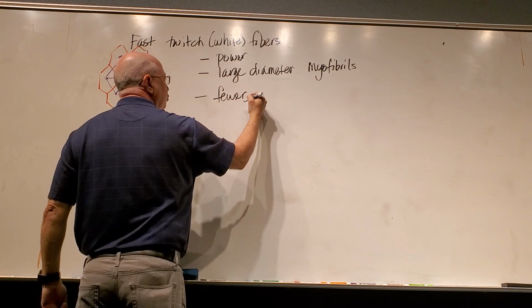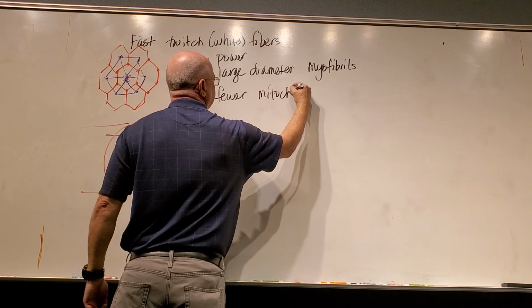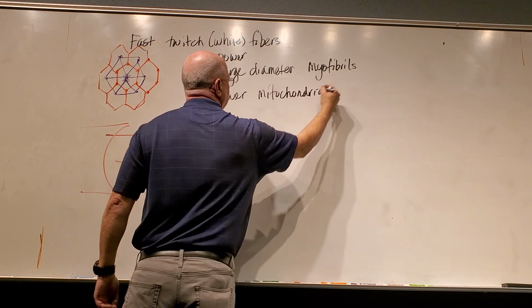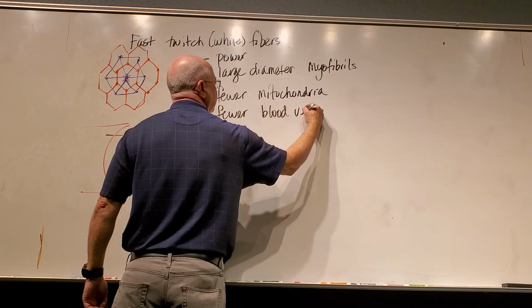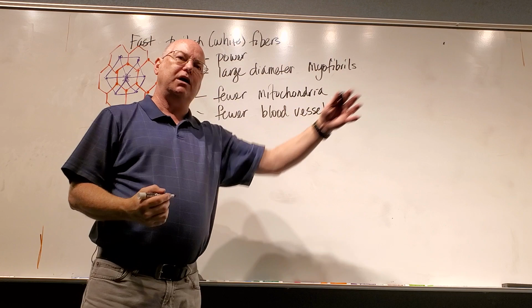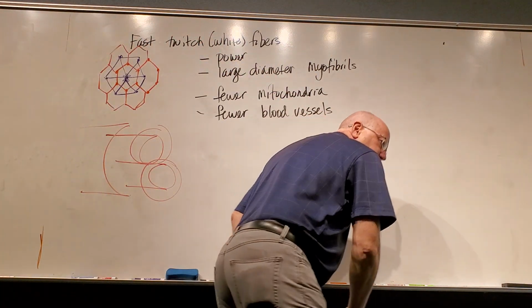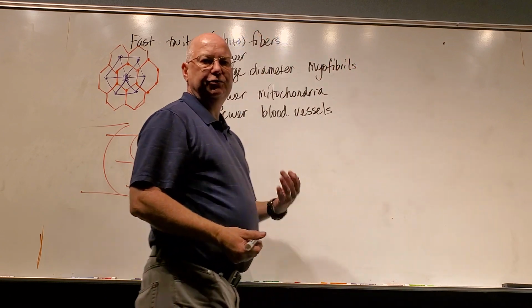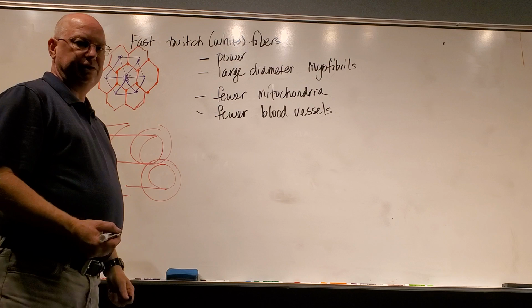Compared to slow twitch fibers or red fibers, they have fewer mitochondria, and they have fewer blood vessels. Fast twitch fibers are not designed to contract for long periods of time. They're designed to contract once, like if you wanted to throw a rock and kill something, boom. You don't need to do it 50 times. You want to do it once or twice and be done with it. So I don't need a lot of endurance here.